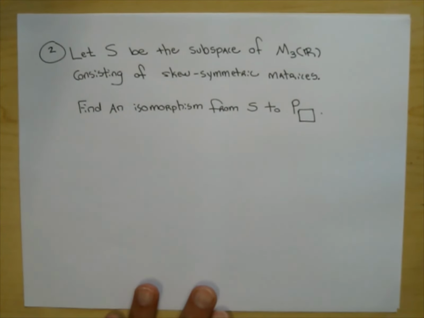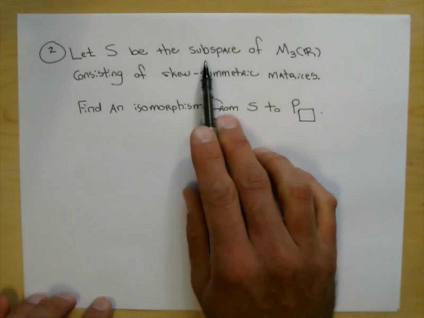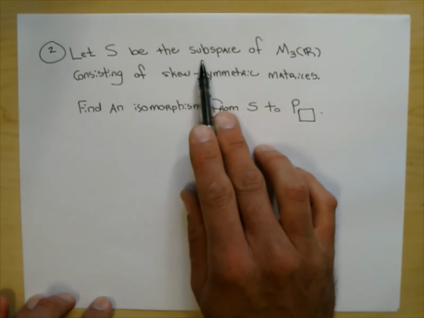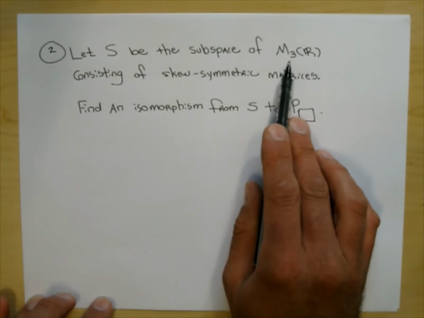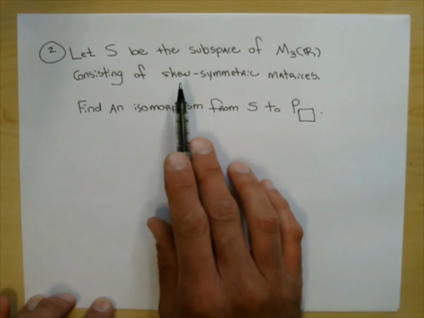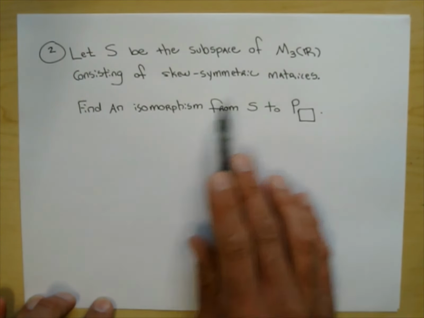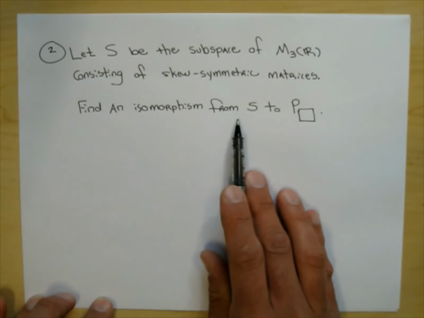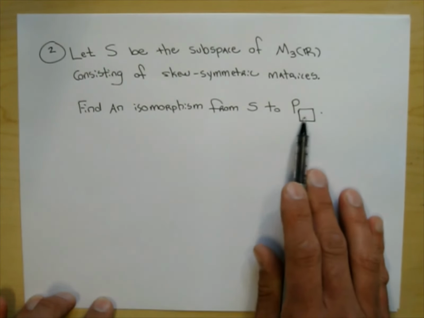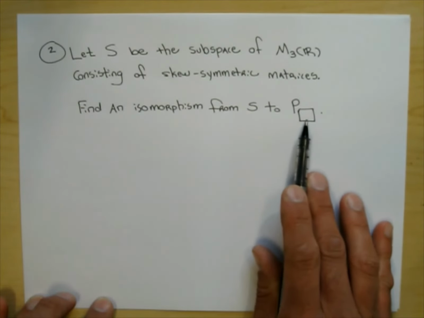Now, we've done a lot of our work in 6.4. I think in 6.4 that's where they introduce 1-to-1 and onto, and I thought it was better to introduce it early on. Let S be the subspace, so that's a vector space within a vector space, the subspace of M3 consisting of skew symmetric matrices. Find an isomorphism from S to P sub something. So we have to figure out what that something is.